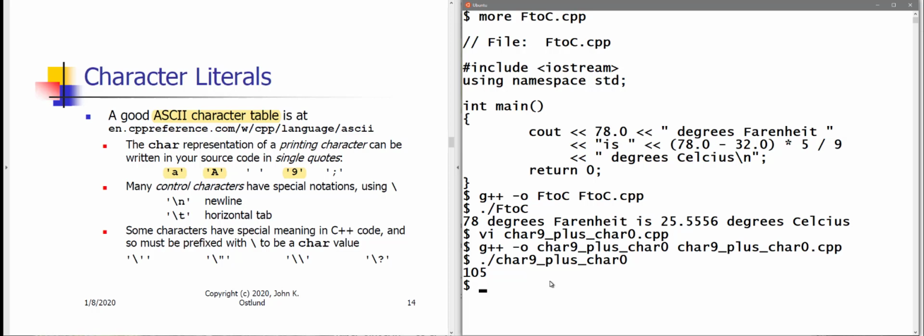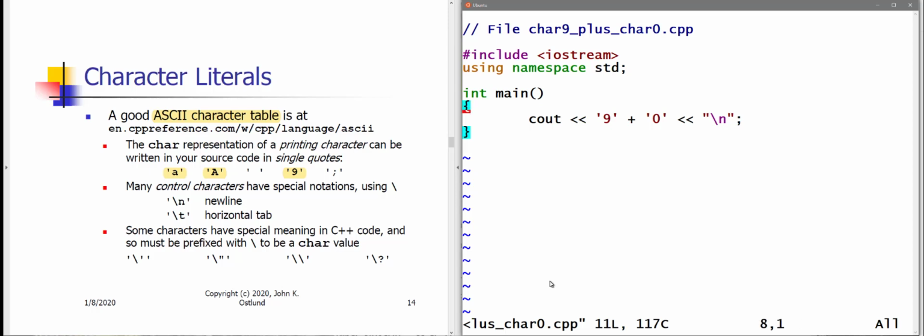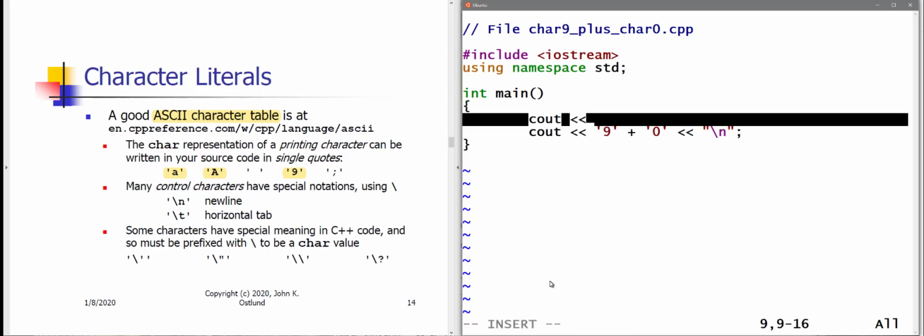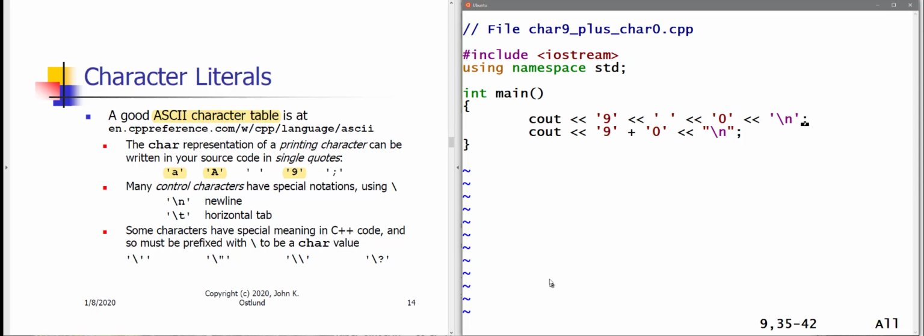Okay, well, in some sense, that's kind of a trick. Normally, we would just display characters or put them together in strings. All right, so here, rather than trying to add these characters together, I'm simply going to use cout to display the character 9, then display a space, then display a 0, and then display a new line.